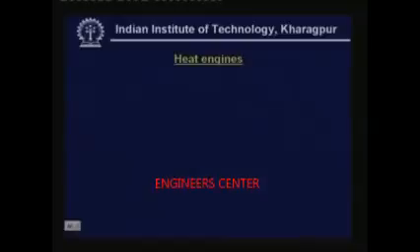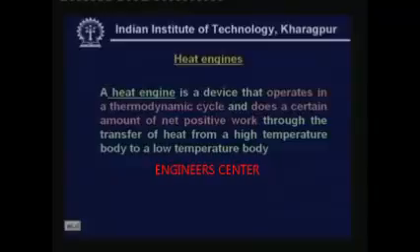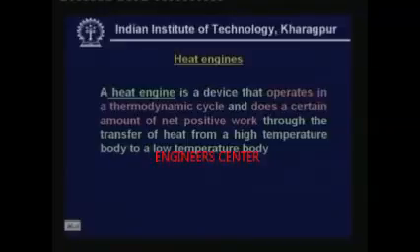Now, let us define a heat engine. This is a very important concept in thermodynamics. A heat engine is a device that operates in a thermodynamic cycle and does a certain amount of net positive work through the transfer of heat from a high temperature body to a low temperature body. Let us look at it carefully. Basically, a heat engine operates in a thermodynamic cycle, and what does it do? It does a certain amount of net positive work. That means it produces a certain amount of work. And how does it produce it? It produces it by a transfer of heat from a high temperature body to a low temperature body. This is perfectly in accordance with the second law of thermodynamics as per the Kelvin-Planck statement.